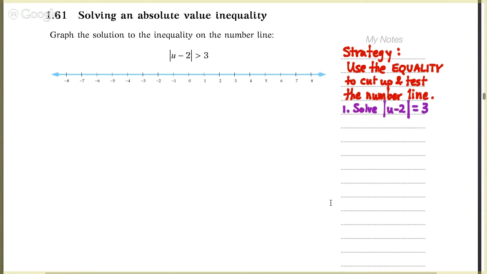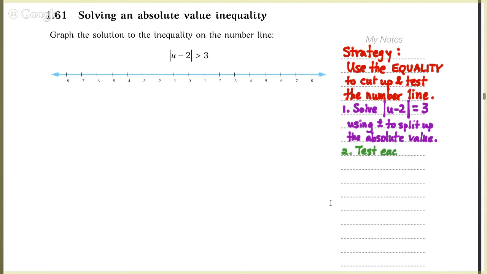So here's what that's going to look like. First, we're going to solve the equality, the equation, absolute value of u minus 2 is equal to 3. How are we going to do that? Well, here's the trick that people forget about absolute values. We can make an absolute value in an equation go away, as long as when it goes away, it leaves behind two different things, a plus and a minus, a positive solution and a negative solution. So when an absolute value goes away, it leaves a plus or minus on the other side and gives us really two equations to solve.